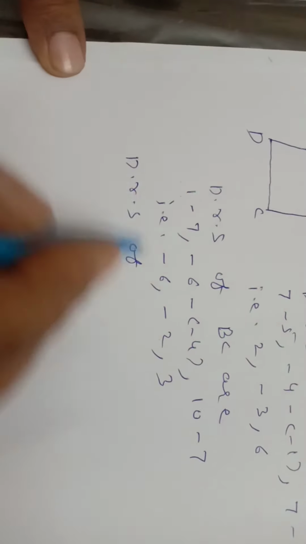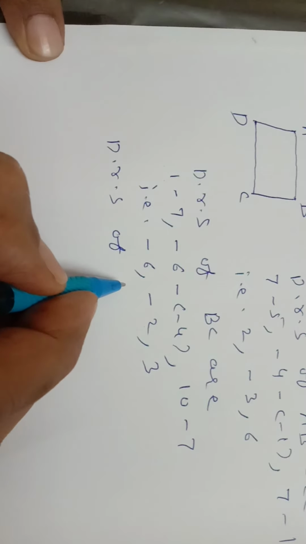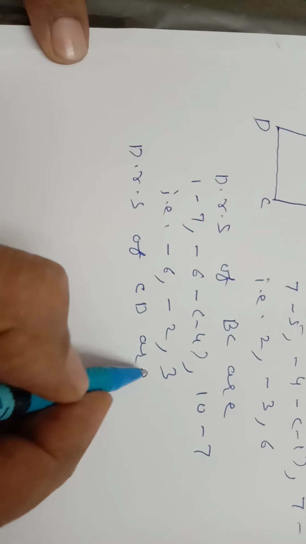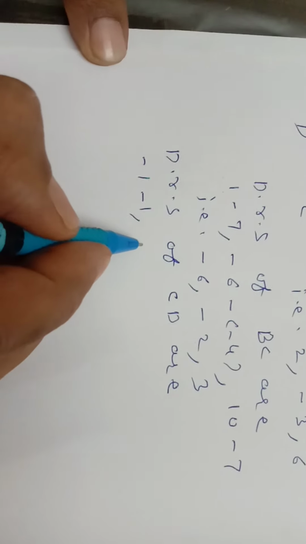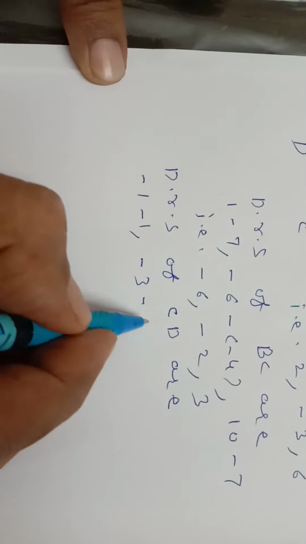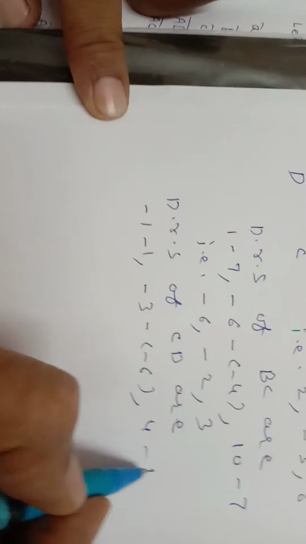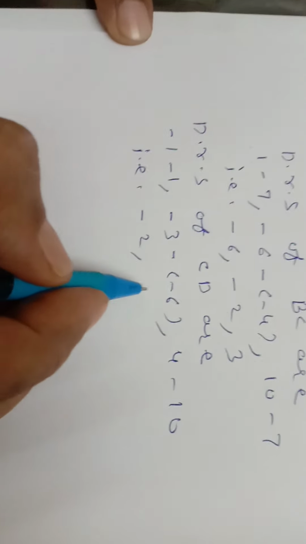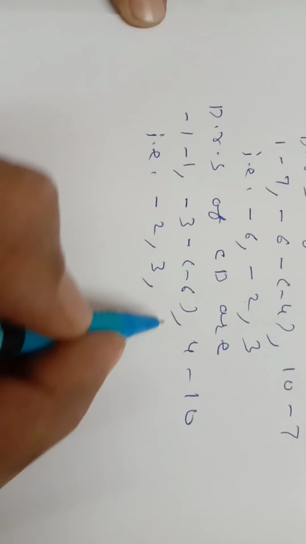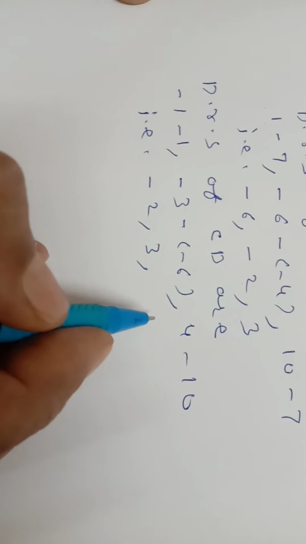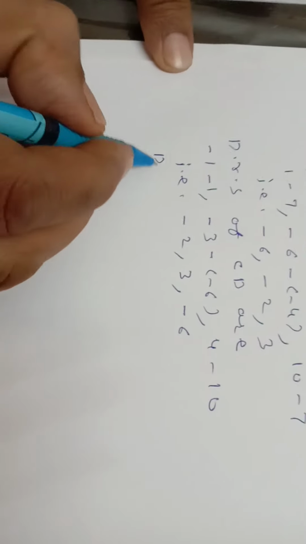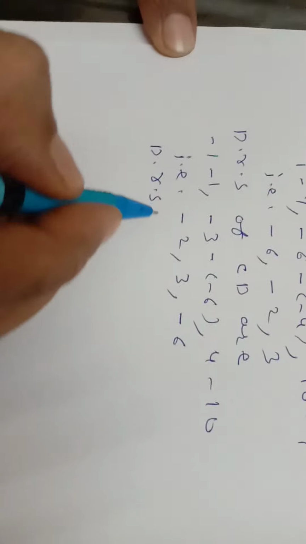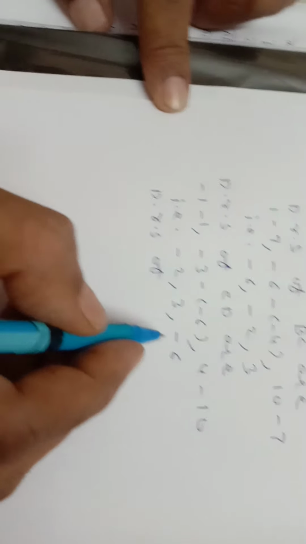Direction ratios of another side, CD. Minus 1 minus 1, minus 3 minus of minus 6, 4 minus 10. Simplify. Minus 2, minus 3 plus 6, so it is plus 3, 4 minus 10, so it is minus 6. Now one more side is remaining, AD.